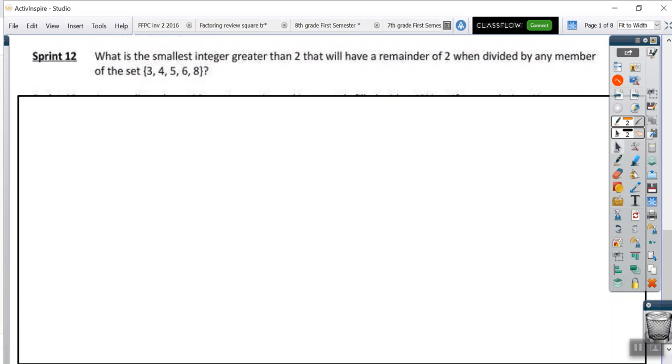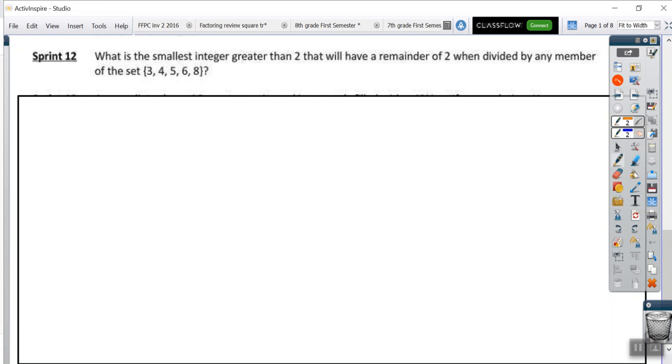So here's the thing. The smallest integer greater than 2 that will have a remainder of 2 when divided by any member of the set. So what we really need to find is the least common multiple of these numbers. And then once we do that, if we add 2, then we found our number.